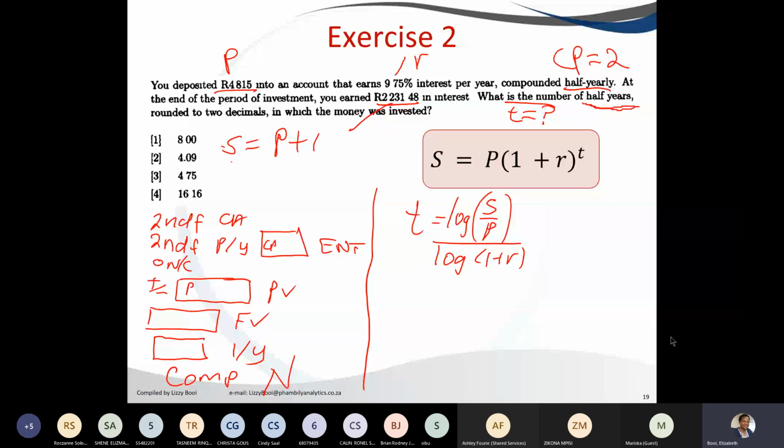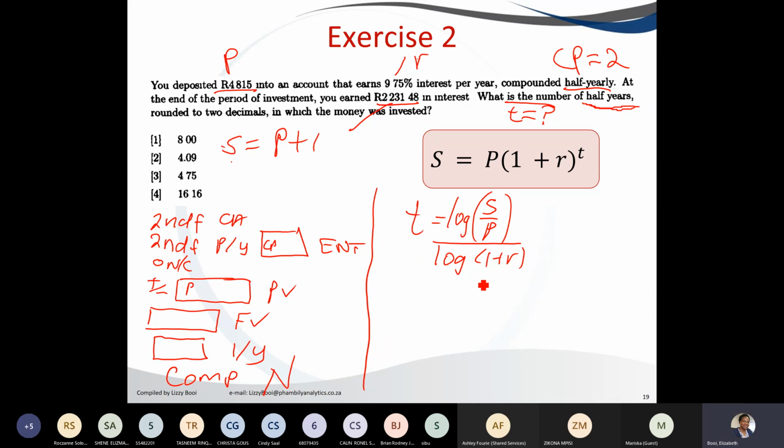Okay, so I see two options, option 1 or option 2. Remember, you don't have to divide by the compounding periods. The answer you see is the answer they are looking for. They want half yearlies. Half yearlies means it's still compounded periods or compounded times. So let's see.